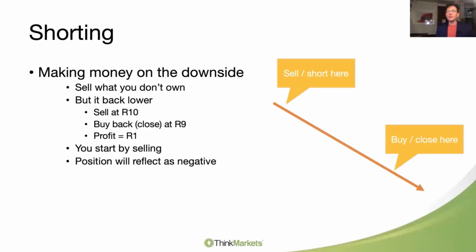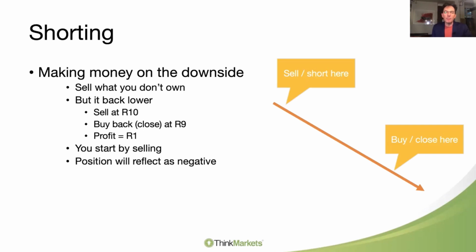But shorting is essentially making money on the downside. We understand how we make money on the upside. You buy something, it goes up, you sell it, you make a profit. Shorting is when you sell what you don't own, and then you buy it back at a lower price. So for example, you sell a share at 10 Rand, it falls to 9 Rand, and you buy it back at that 9 Rand level. You sold at 10, you bought it back at 9, that difference, in this case 1 Rand, is going to be your profit. So the distinction is you start by selling, as opposed to the usual process where you start by buying.